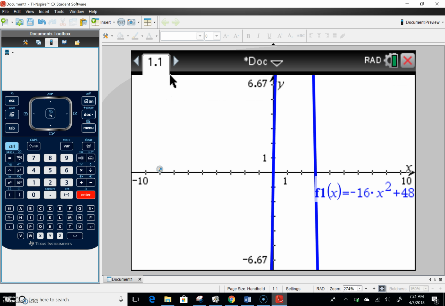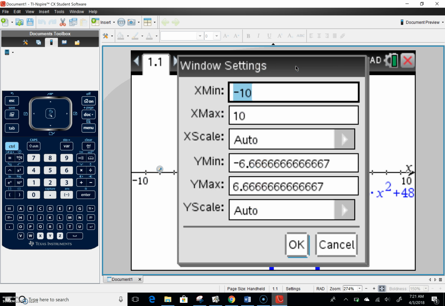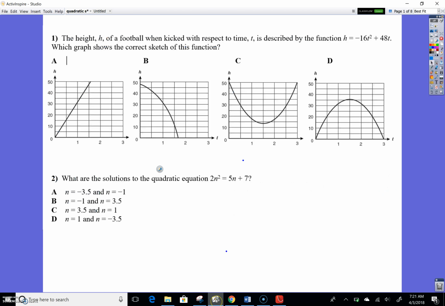And if you look at it, it looks like two straight lines, okay? But I'm going to change my window to make it look like the graph that they have. That means I'm going to go to window settings. My x is going to be 0 to 3, and my y is going to be 0 to 50.